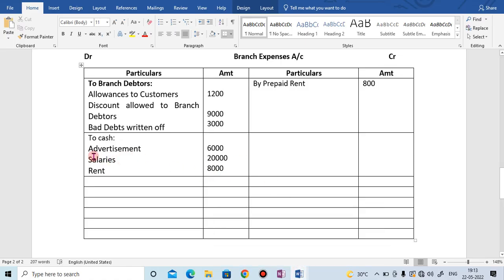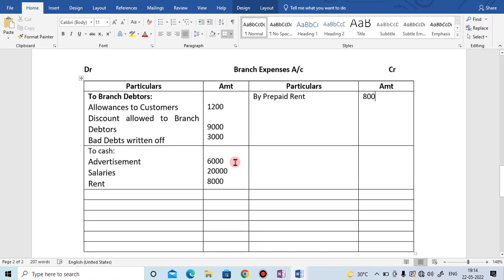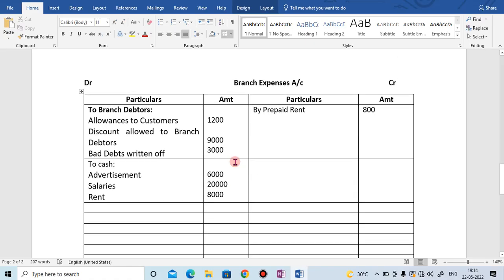Now this advertisement, salary, rent, we are not preparing branch cash account, so second effect will not be there. As in our question it is saying that prepare only 5 accounts, that is stock, debtors, cash, expenses and adjustment. So for advertisement, salaries, rent we are not giving second effect as we are not preparing branch cash account. If we are required to prepare branch cash account, then in that case we have to pass the two effects. Okay, one in the branch expenses account and second in branch cash account.